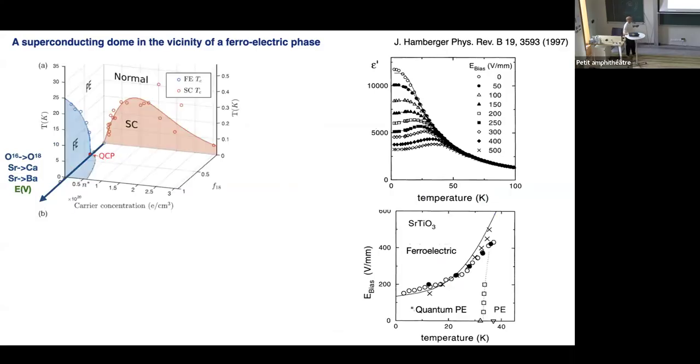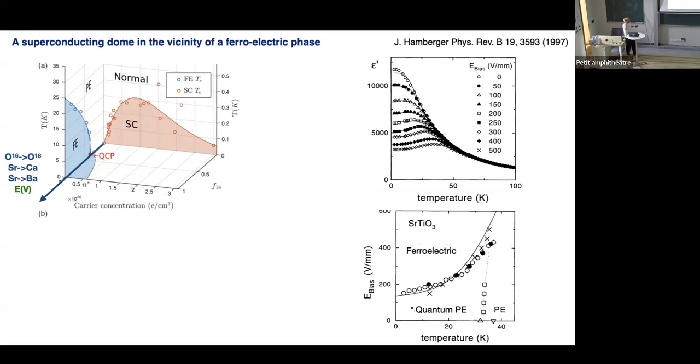Here I just want to also add one thing, because we also hear a lot about pump probe experiments. There is actually another way to stabilize ferroelectricity, which is to apply an electrical field. This is again the same quantity. You have the dielectric constant as a function of temperature, and you apply an electrical field.